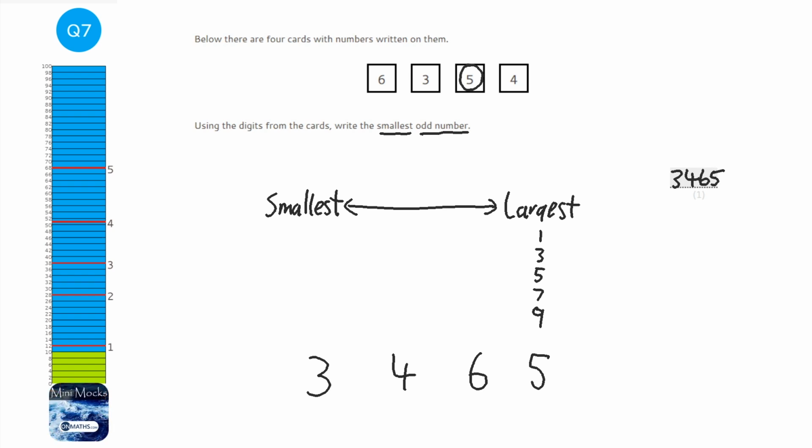Now always just check to see whether we've answered the question. It says it wants the smallest odd number. Well, that's an odd number, and I can't think of a way of swapping those digits to make it any smaller, because we've used the smallest numbers we can on the left hand side and the biggest on the right hand side.